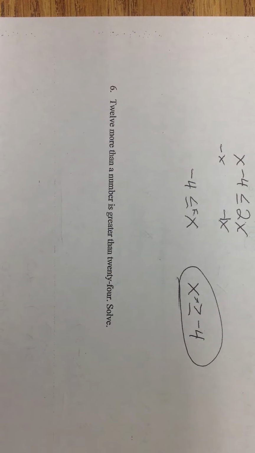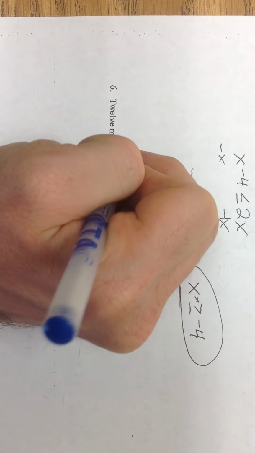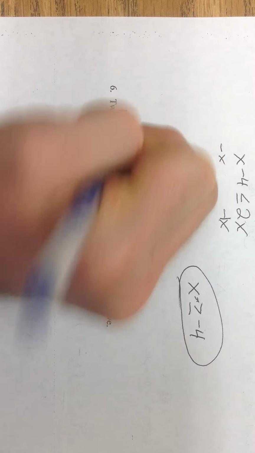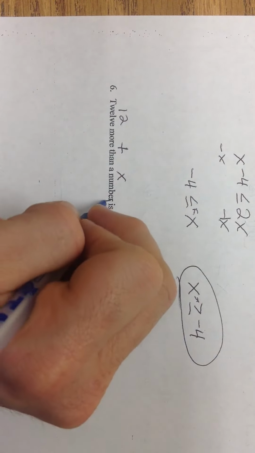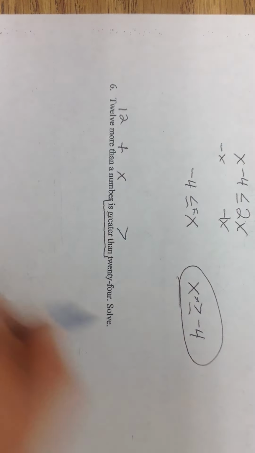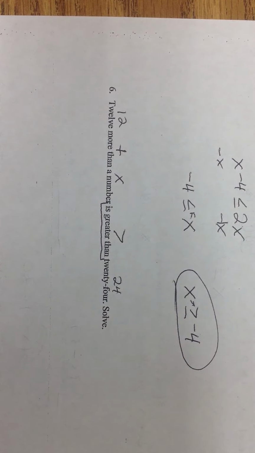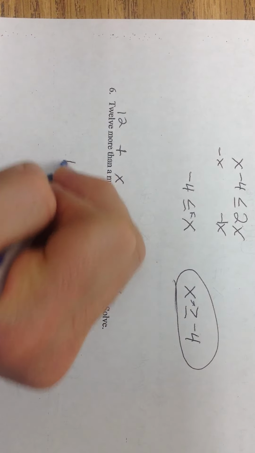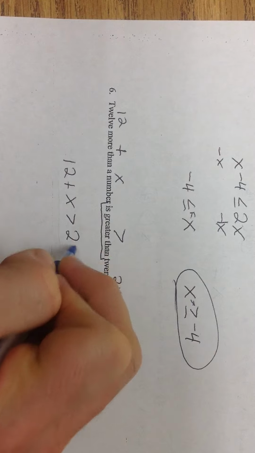Looking at the last one here, we have 12 more than a number is greater than 24. Okay, so more than, we have to remember, is addition. So we've got 12 plus a number is our code for x, is greater than, so the key here is just remembering which direction greater than is, just write like that, 24. All right, so our final inequality here will be 12 plus x is greater than 24.